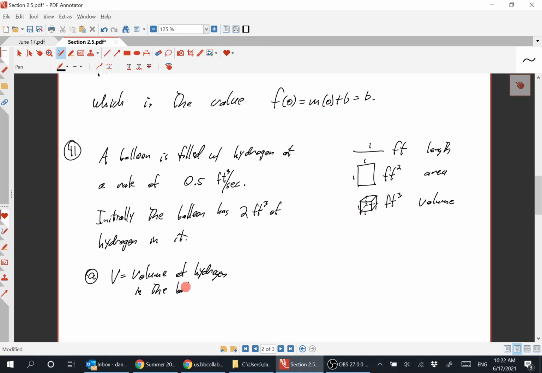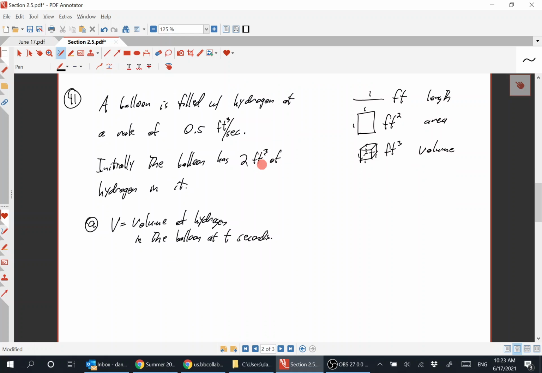in the balloon at t seconds. Right? We know v is a linear function because it says we have that the balloon is being filled at 1/2 a foot cubed per second, and that is a constant, or they're implying it's a constant. So somehow, the rate of change is implied as a constant. So here, v of t is just equal to, well, 1/2 a foot cubed per second. So that's the rate of change.